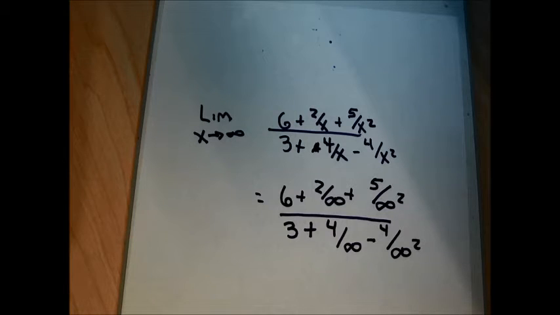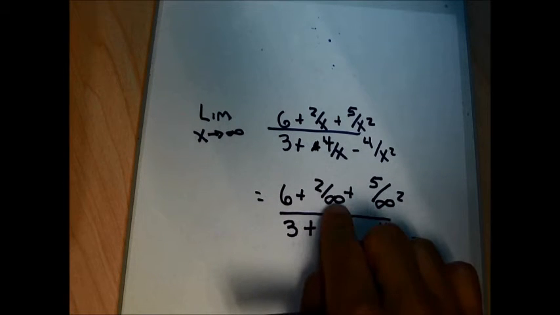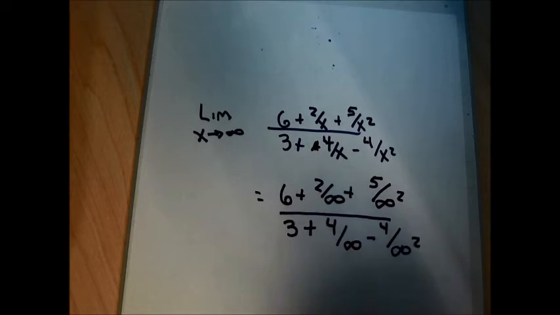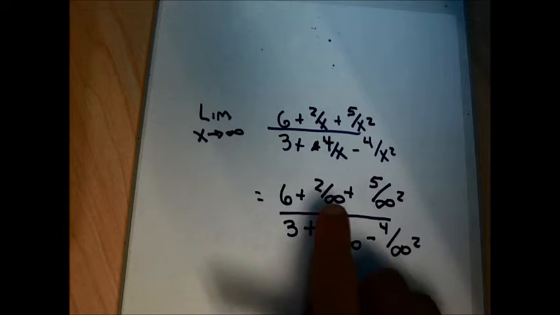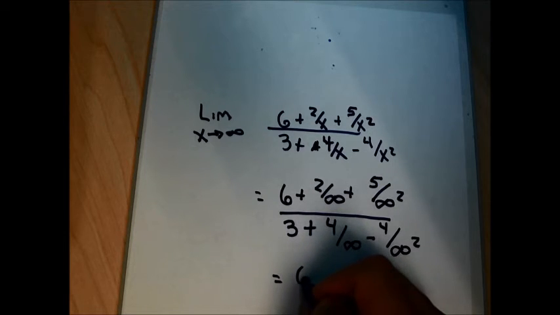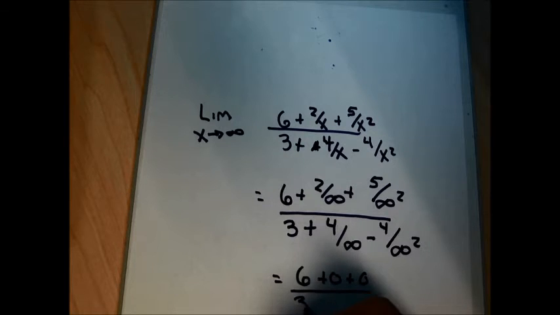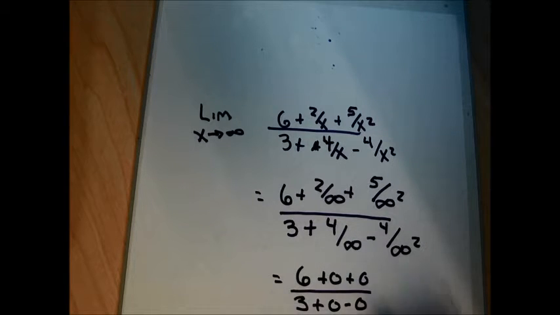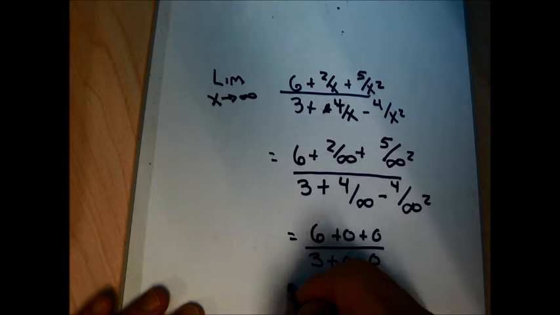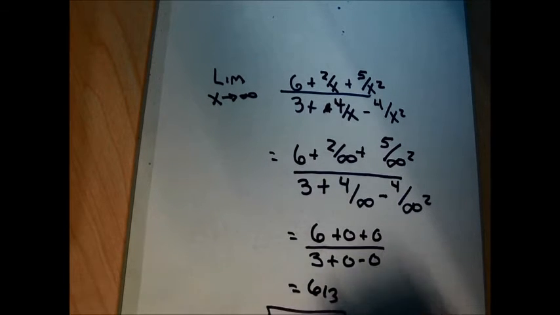Any fraction that has an integer in the numerator and an infinity or an infinity to some power in the denominator is 0. Because if I took 2 and cut it into infinitely many parts, it'd essentially be microscopically small, and we call that 0. So each one of these fractions we're going to say is equal to 0. So it's going to be 6 plus 0 over 3 plus 0 minus 0, which is 6 over 3, which is the 2 that I got from my table.